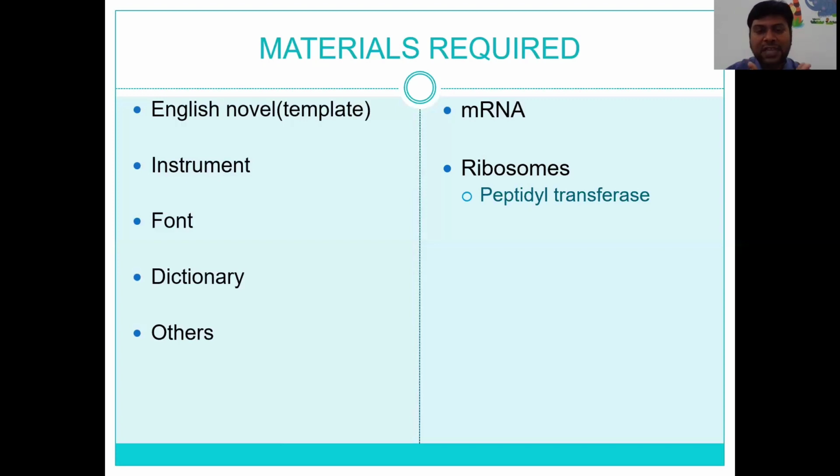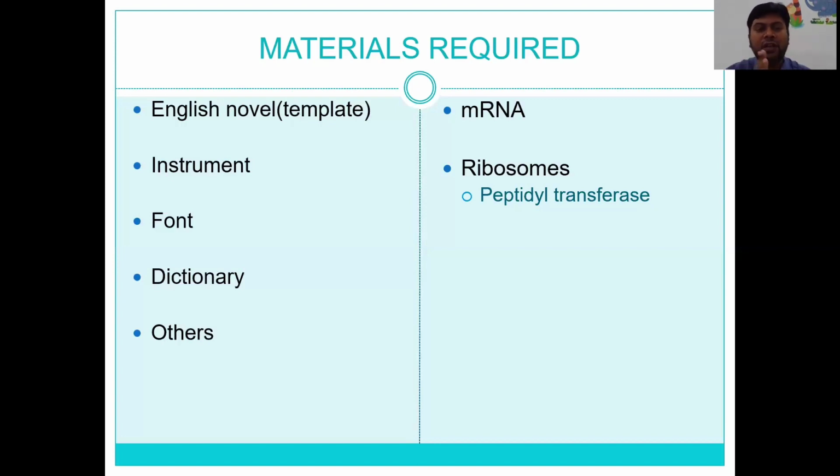Apart from these rRNAs and proteins, the ribosomes will also have 3 important sites: the A site, P site, and E site. A stands for the site which binds the aminoacyl tRNA, P for the peptidyl tRNA binding site, and E for the empty tRNA binding site. So these are the 3 sites present in the ribosome.